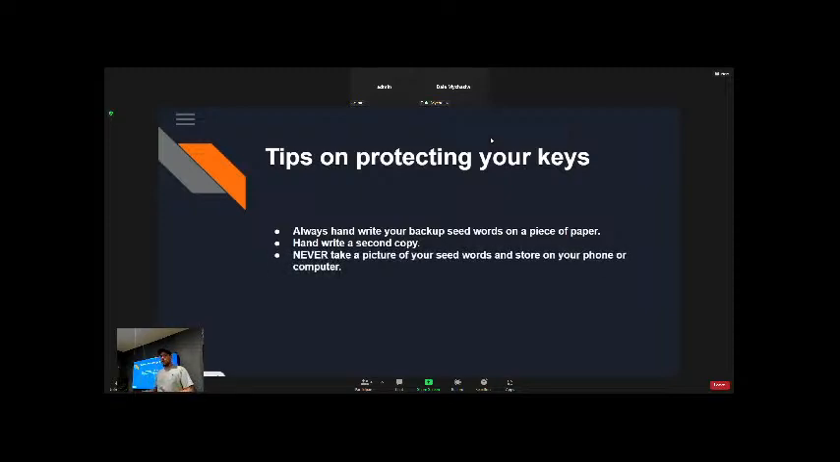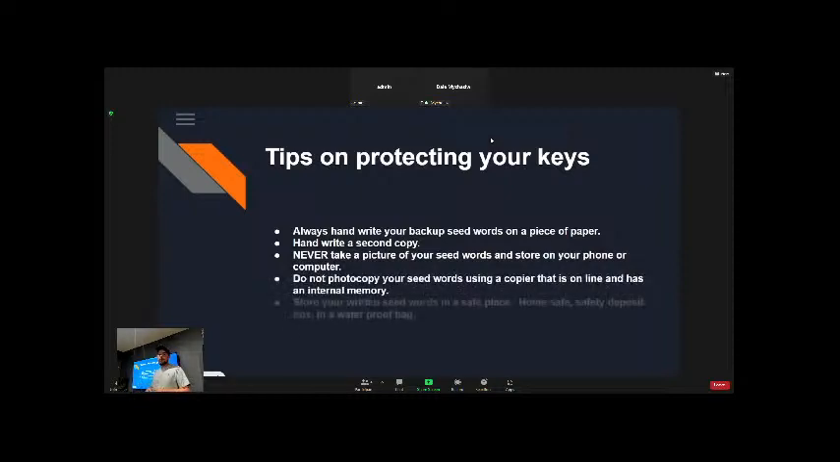Never take a picture, never store it on your phone or computer or cloud storage. No Google Docs. Do not photocopy. Again, that's just anything away from technology. Store written words in safe places, obviously. Some people hollow out books, some people have safes in their house. Just as long as you can remember where it is, because again, if you lose it, you're SOL.